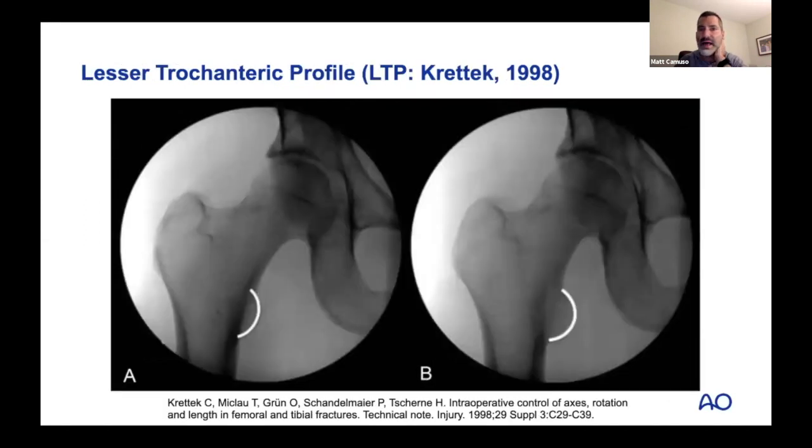The last has been described by many groups, and Chris Craddock was probably one of the first. It describes the lesser trochanteric profile, which is what we've described already: the perfect lateral of the femur in a horizontal plane, then rotated up 90 degrees, and comparing side to side the lesser trochanteric profile. You can see that it can be somewhat subtle. This rotation here is probably on the order of 10 to 15 degrees difference, but it's quite subtle when you look at it side to side like that.